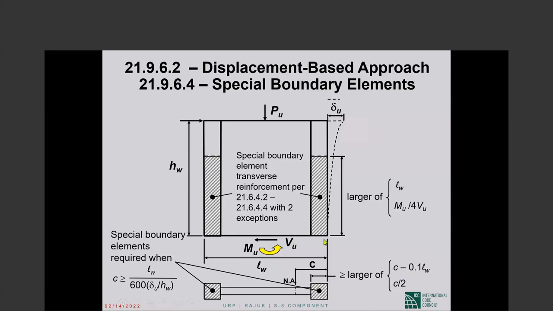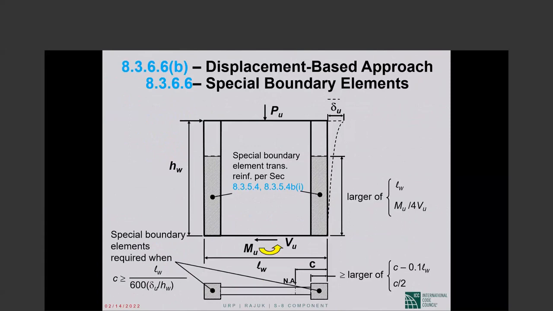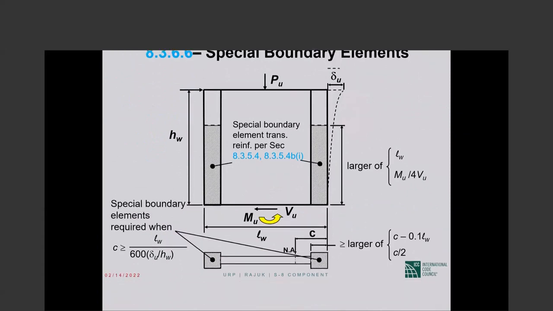Along the height of the shear wall, you shall specially confine either L sub W, a height equal to the length of the shear wall, or the factored bending moment at the base divided by 4 times the factored shear at the base, whichever again is the larger of the two. So this is the entire summary of the displacement-based approach. These are all 318-08 section numbers on this figure. These are the BNBC 2020 section numbers. Same figure, nothing changes except the section numbers are BNBC section numbers.